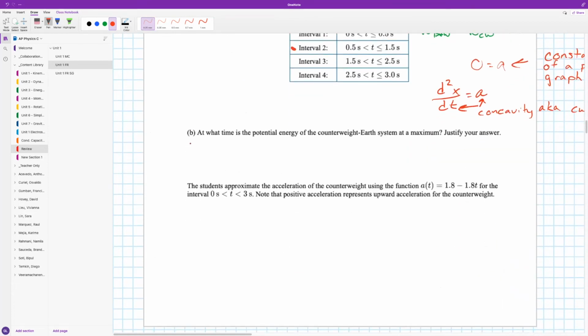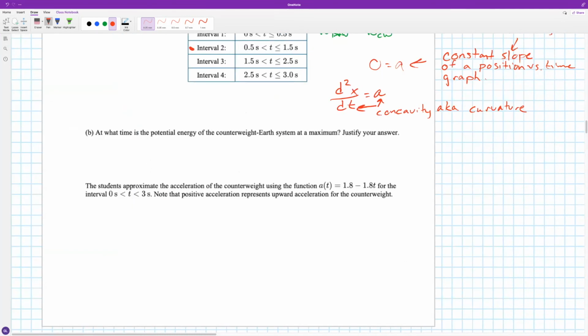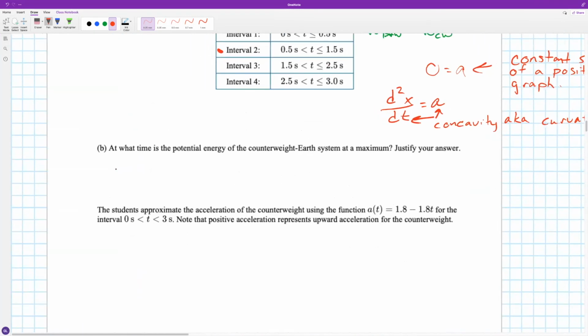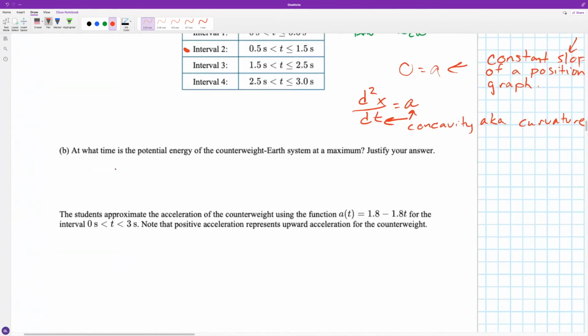At what time is the potential energy of the counterweight Earth system a maximum? Justify your answer. We're going to talk about this one because I think there's a couple ways to think about it, but I'll let you think about it here for a second, see what comes to mind. Okay, so let's go ahead and take a look here.